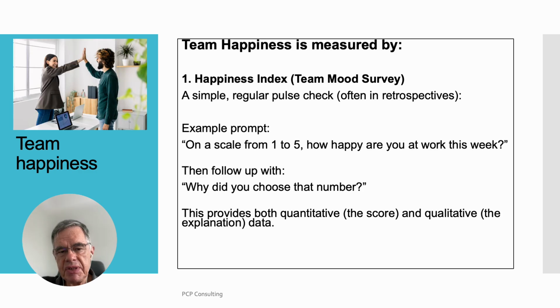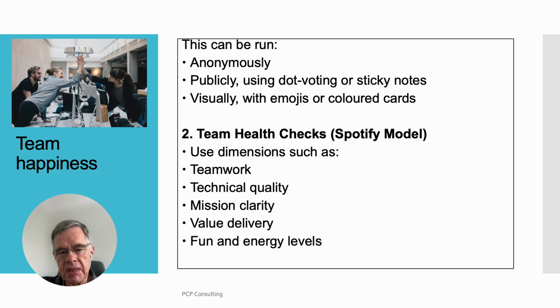Team happiness is measured by the happiness index, or the team mood survey. A simpler regular pulse check, often in retrospectives. Example prompt: on a scale of 1 to 5, how happy are you at work this week? Then follow up with, why did you choose that number? This provides both quantitative, that is the score, and qualitative, that is the explanation data. This can be run anonymously, publicly using dot voting or sticky notes, or visually with emojis or colored cards.